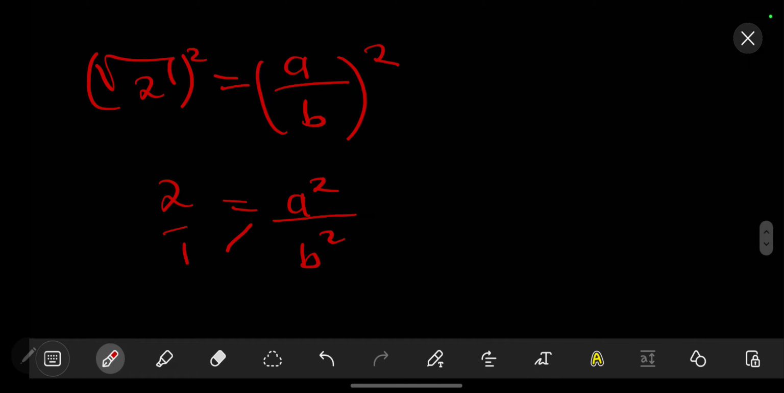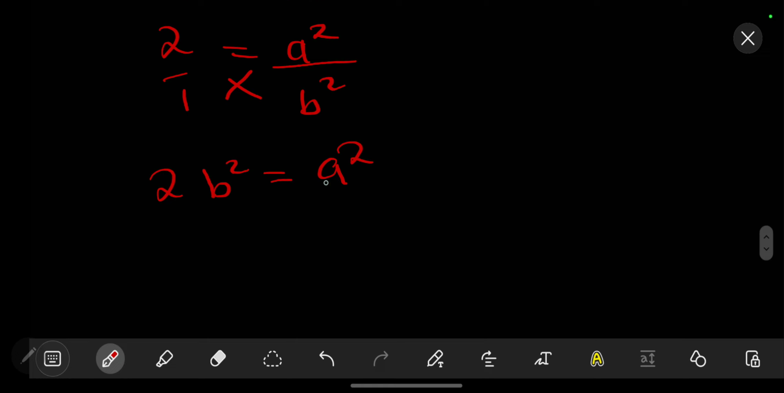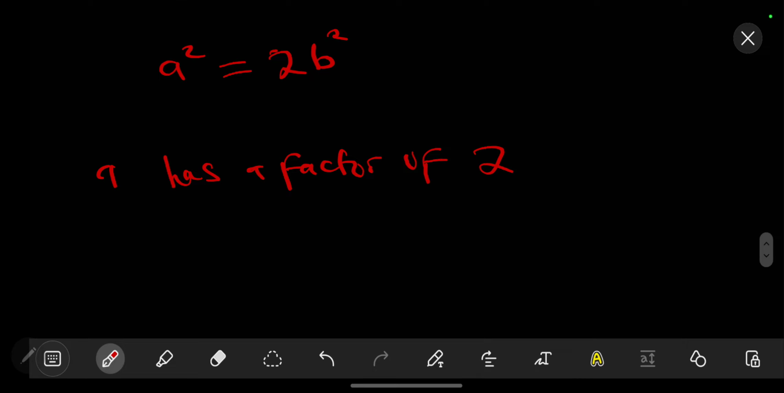Then from there, we can cross multiply. So we are going to have 2b squared should be equal to a squared. As you can see, this can also be written as a squared equals 2b squared. So we are saying that a squared equals b squared if you add a 2 here. Meaning a has a factor of 2. Like for example, let's say we have 8 here, then we have 2 times 4.